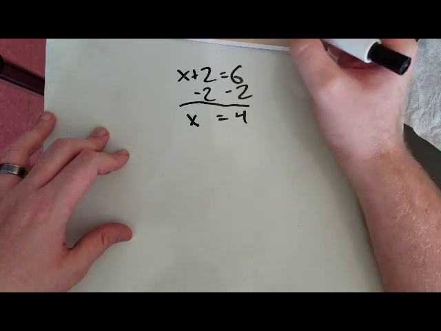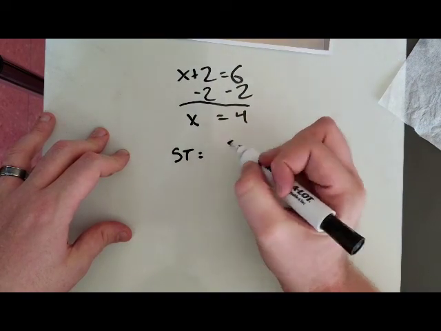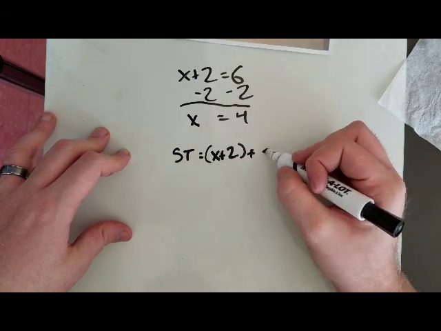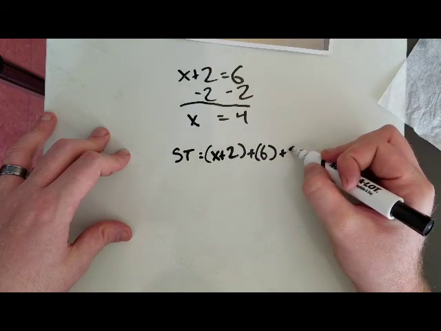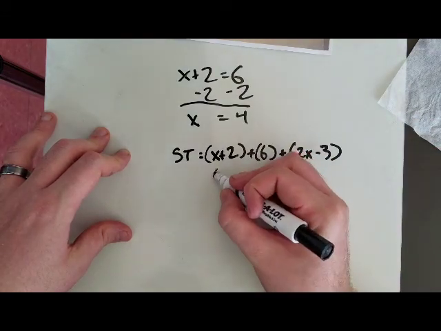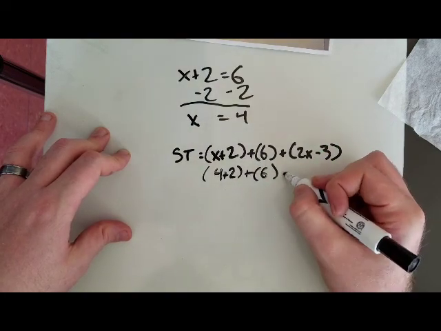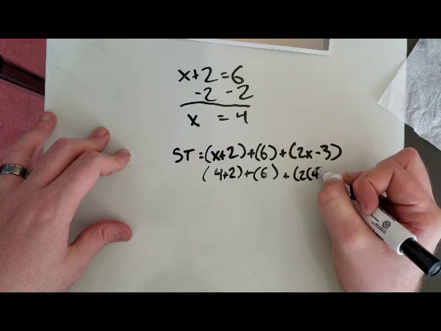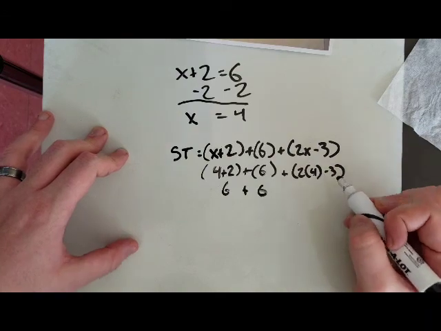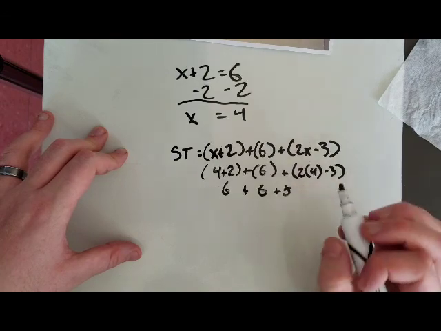And now they want you to find ST, okay? Well, I know that ST equals x plus 2, right, first part. We'll put in parentheses, plus 6 plus 2x minus 3. And now, we know what x is. Let's just substitute. So I have 4 plus 2 plus 6. Again, those were the same. That's what we found in the first part. Plus 2 times 4 minus 3. Okay, that's 6 plus 6. 2 times 4 is 8. 8 minus 3 is going to be 5, right? 6 and 6 is going to be 12. 12 plus 5 is going to be 17.